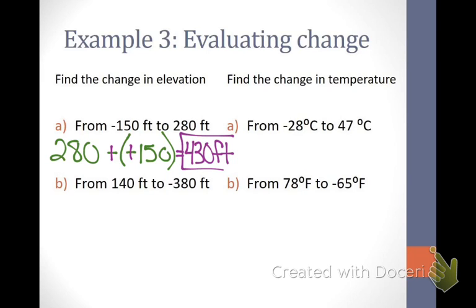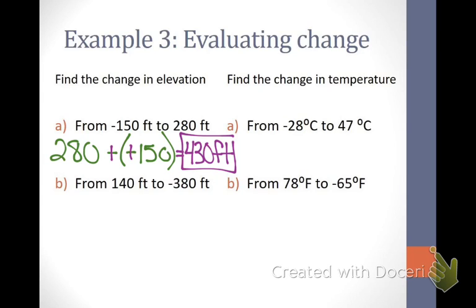Positive or negative? Positive. It is positive. Now we can actually check to see if our answer is reasonable. Let's think about this practically for a minute. If you start at -150 feet and you end up at positive 280 feet, is your change in elevation positive or negative? Positive. You went up from negative 150 up to 280. So my answer is positive also. So it does make sense. It is practical. So you can definitely check these answers to make sure they're practical.